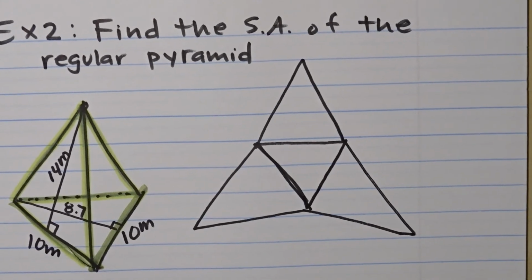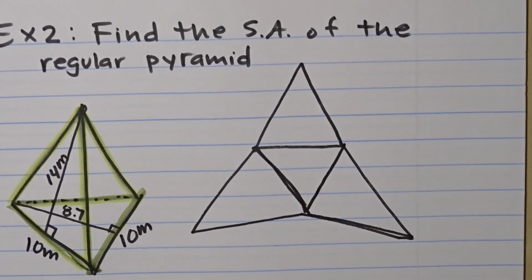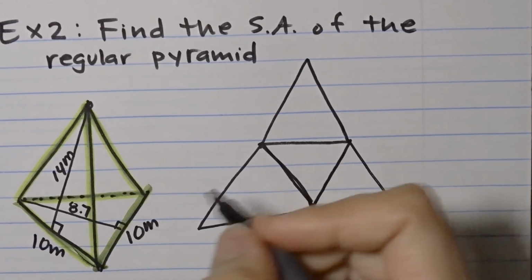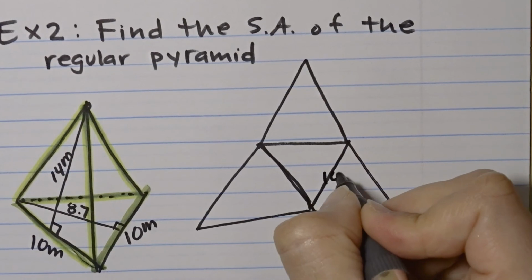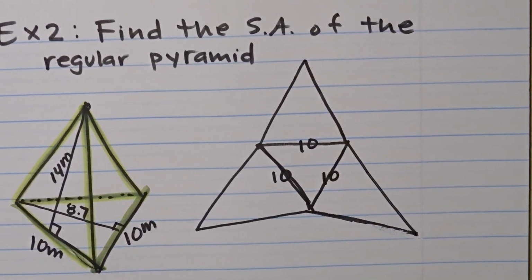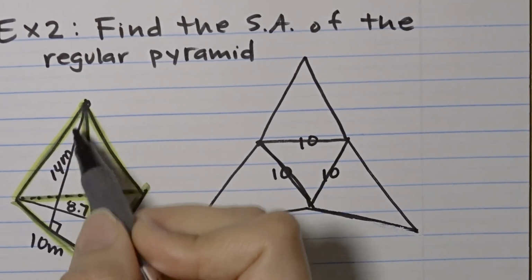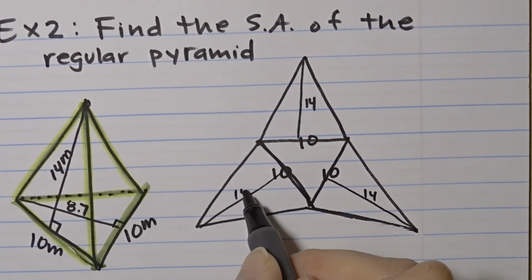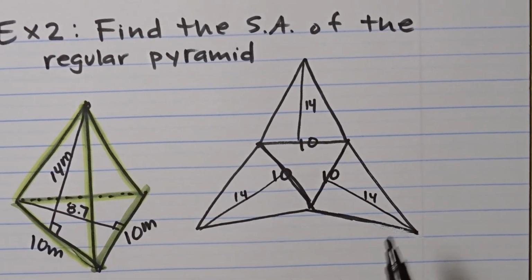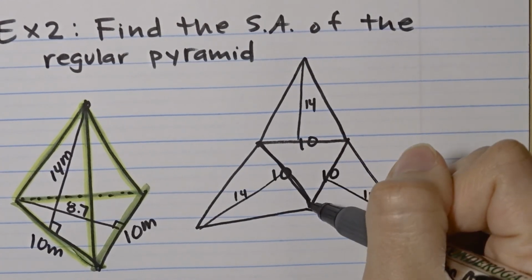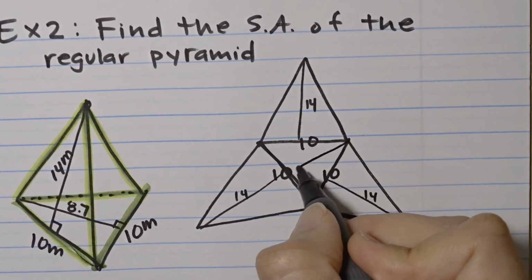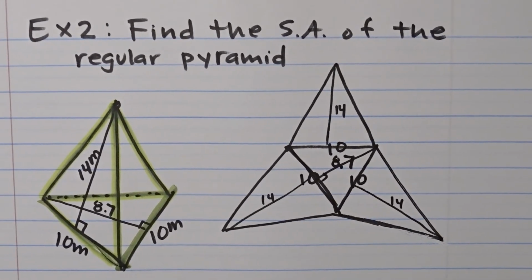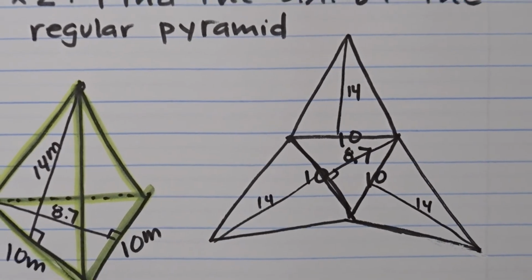Now, given that we have all these measurements, we're going to label it on our net. So I know that this is an equilateral triangle on the bottom, that each side is 10. Okay, and then I also know that each lateral face has a height of 14. And then I also know that the base itself has a height of 8.7. Now, because it's an equilateral triangle, I can go from here to here, or here to here. It doesn't matter. I'll just say this one I know is 8.7. Okay, so hopefully you can follow along with all my labels. And those dimensions are going to be important when we're trying to find the surface area.